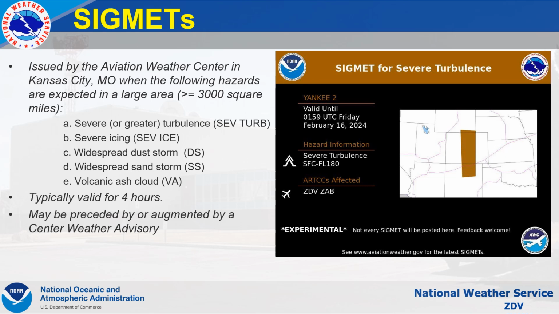An example on the right is a SIGMET for severe turbulence. SIGMET Yankee, valid for 4 hours. Occasional severe turbulence possible from the surface to flight level 180.